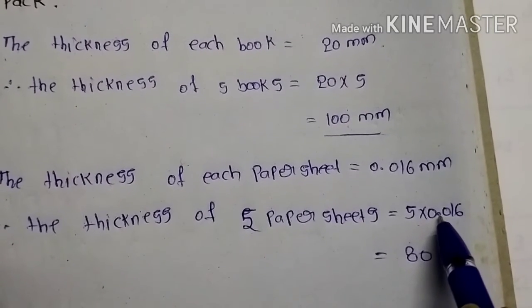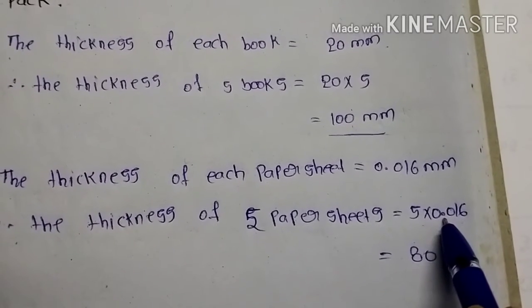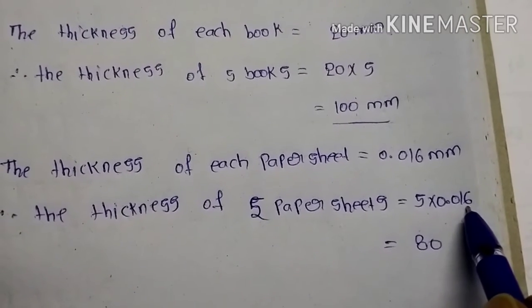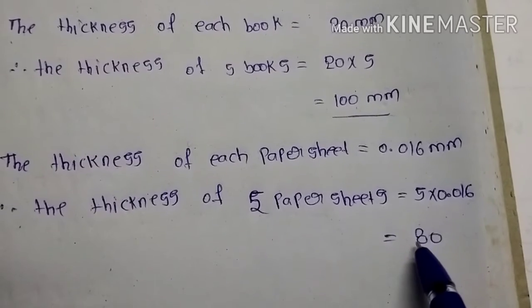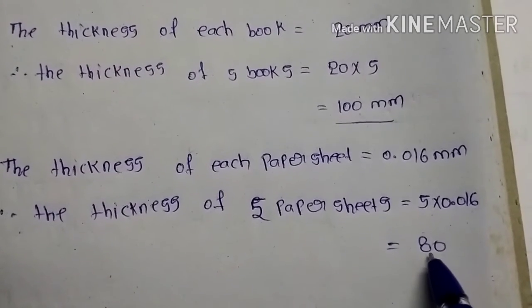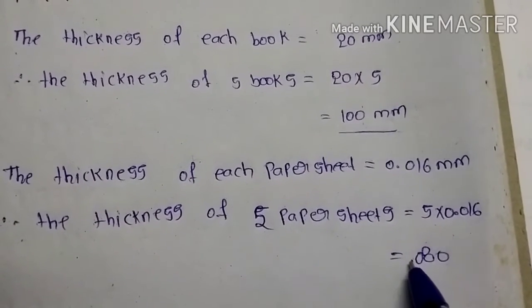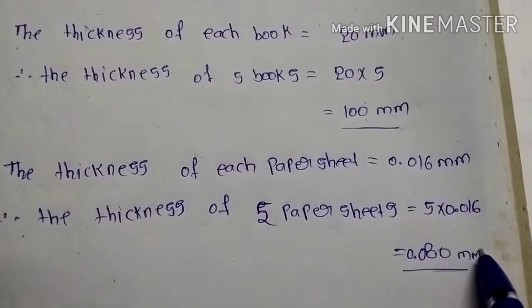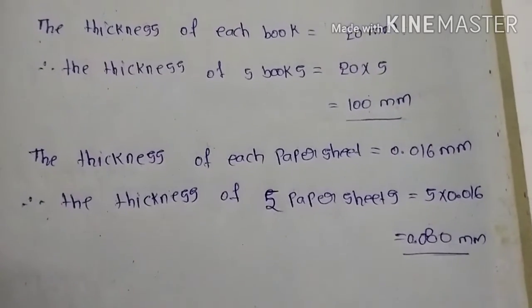Now you can see here, after the decimal point, how many digits are available? 1, 2, 3. That means a total of 3 digits. So from the right side onwards, after 3 digits, we can keep the decimal point. So here 1, 2, 3, you can keep the decimal point. That means your answer should be 0.080 mm.